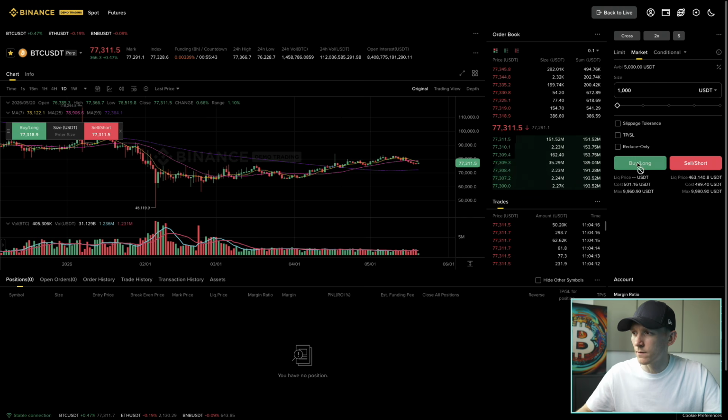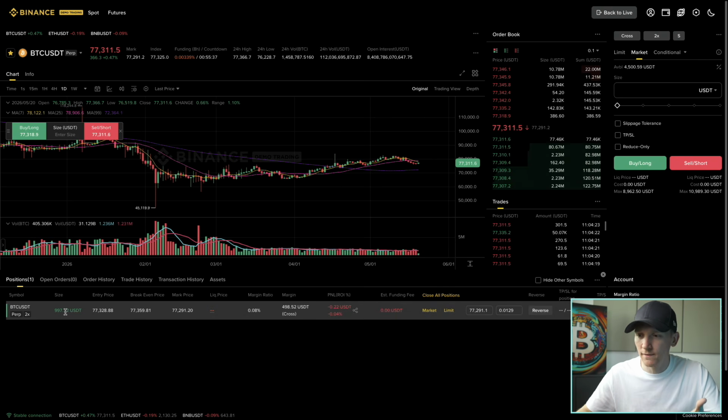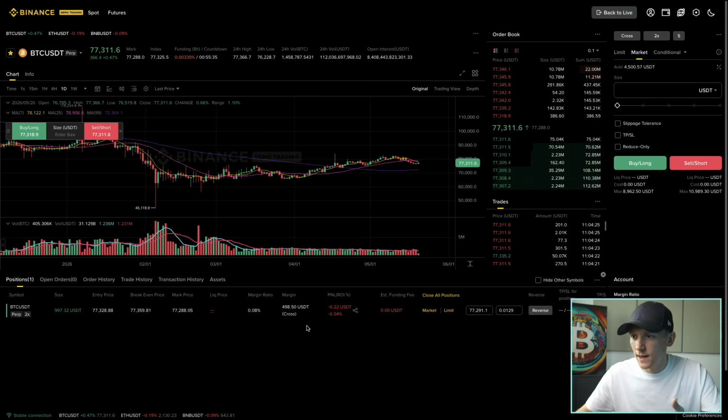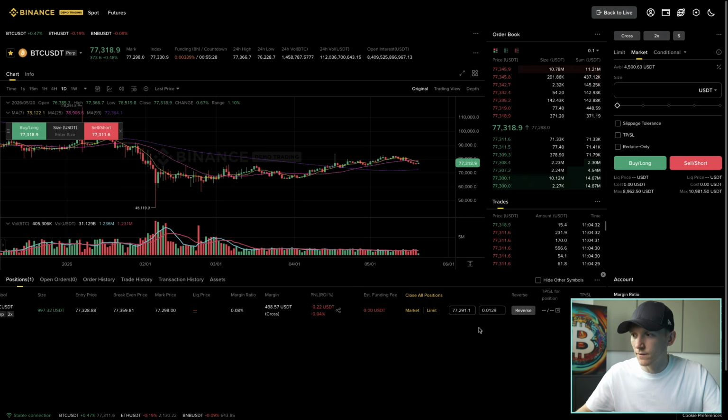So we'll do the exact same thing. We'll buy long here with 2x leverage. And there you go, we have the order open. So what we have here is a $1,000 trade size. Here's our entry price. Here is our running P&L. So that's how much we're making or losing in the position. And of course, we can go ahead and close this if we want.